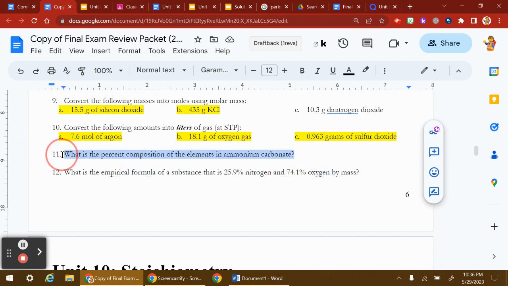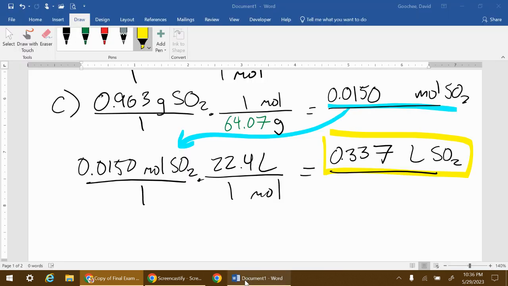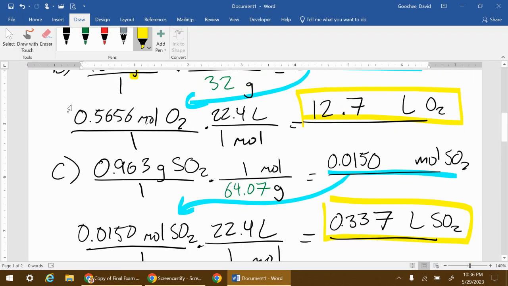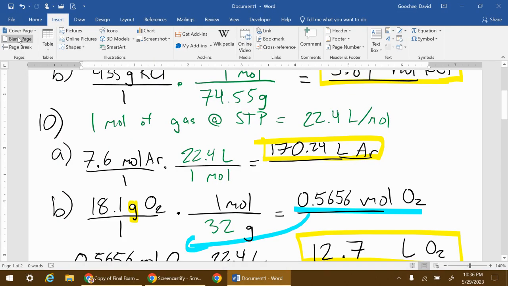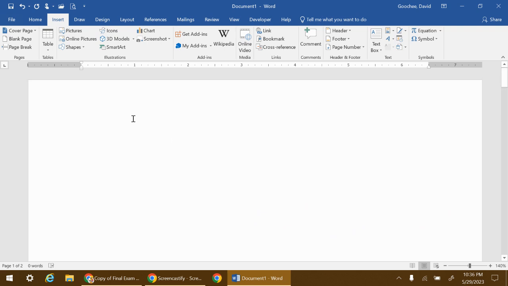Starting with number 11, what is the percent composition of the elements in ammonium carbonate? All right, so let's get to it. I'm going to make a new page here. Let's see here, insert blank page. All right, here we go. So let's get going.